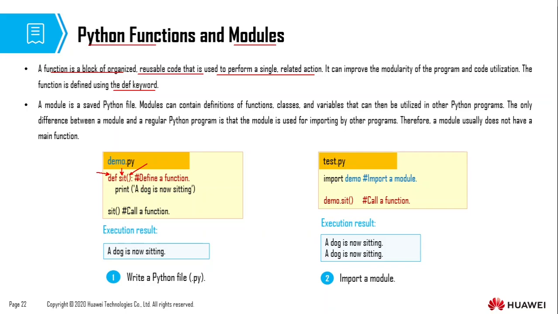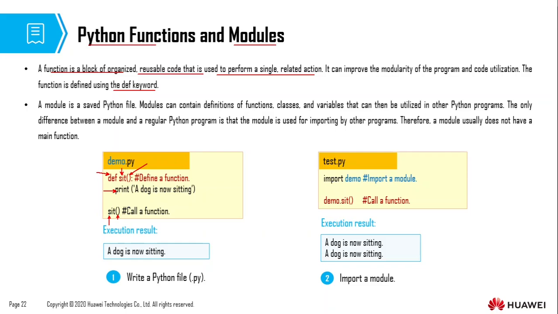So that is how we define a function. Then after that, we can indent the code that we want to be inside that particular function. For example, we've indented this, print, a dog is now sitting. So normally you can call a function. How do you call a function? By typing its name and the parenthesis. So that's what we call a function call.